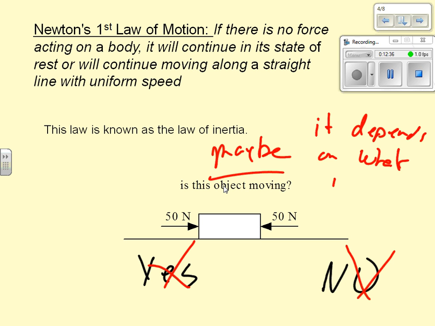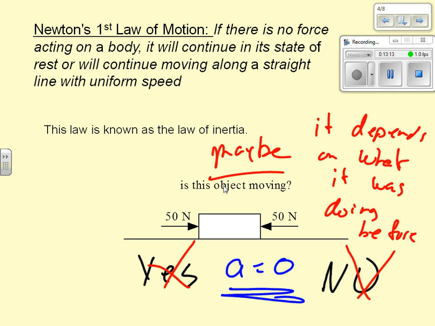on what it was doing before. You can't tell from that picture, because if the object was already not moving, me and the filing cabinet, 50-50, not moving. But if the filing cabinet is already moving, and I'm pushing with 50, and friction is pushing back on me with 50, then that means the filing cabinet is moving at a constant speed. What it really means is that the acceleration is 0. And if the acceleration is 0, that means it's either at rest or it's moving at a constant speed.